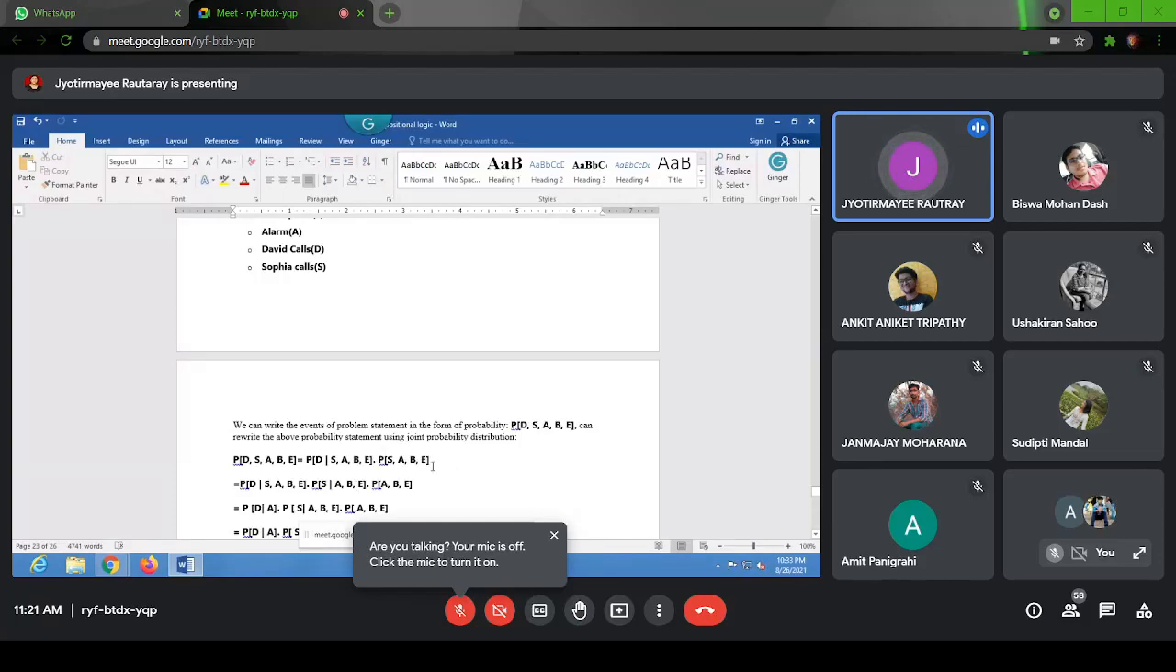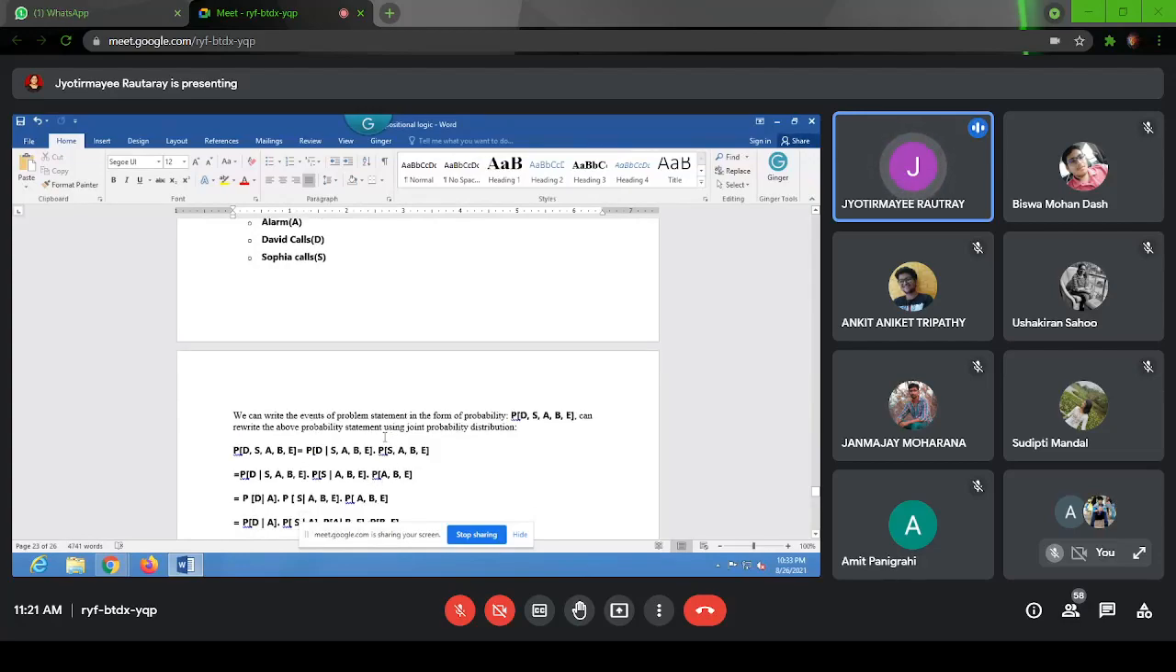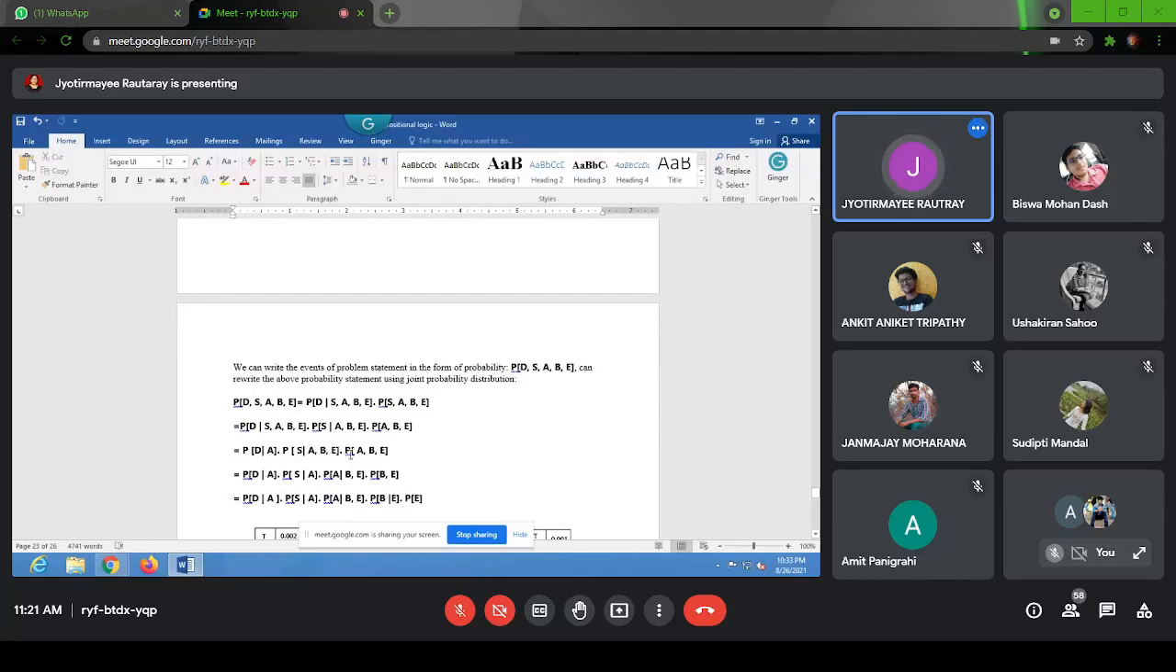So probability of A and B is probability of A given that B has already occurred, that is probability of S given that A B E has already occurred, times probability of B. Probability of B is your A B E. Again we are given these two things and we have to find probability of A B E. Same, probability of A and B: probability of A given B E has occurred, times probability of B E. After that it will be probability of B given that E has already occurred, times probability of E.